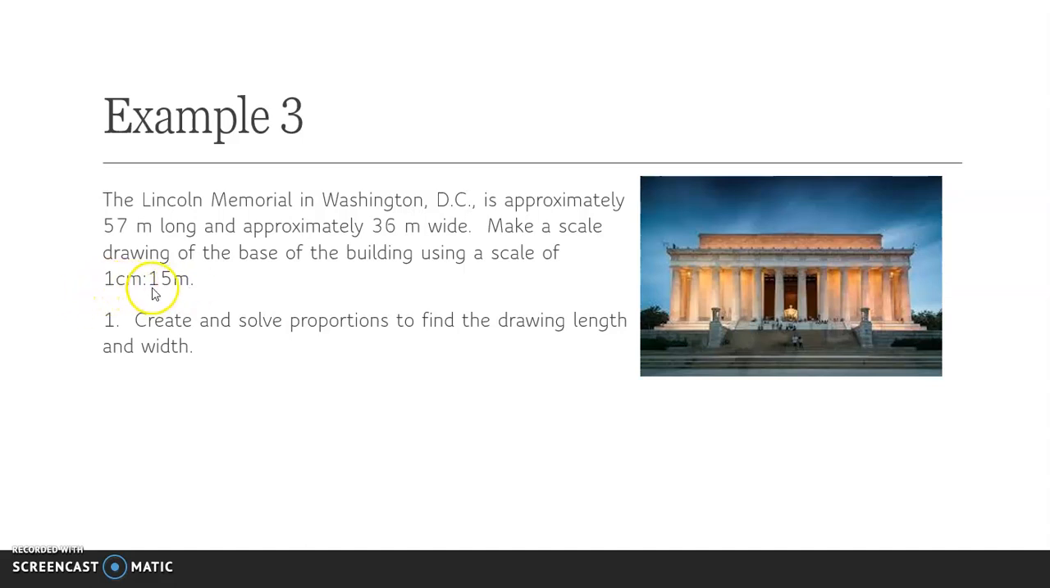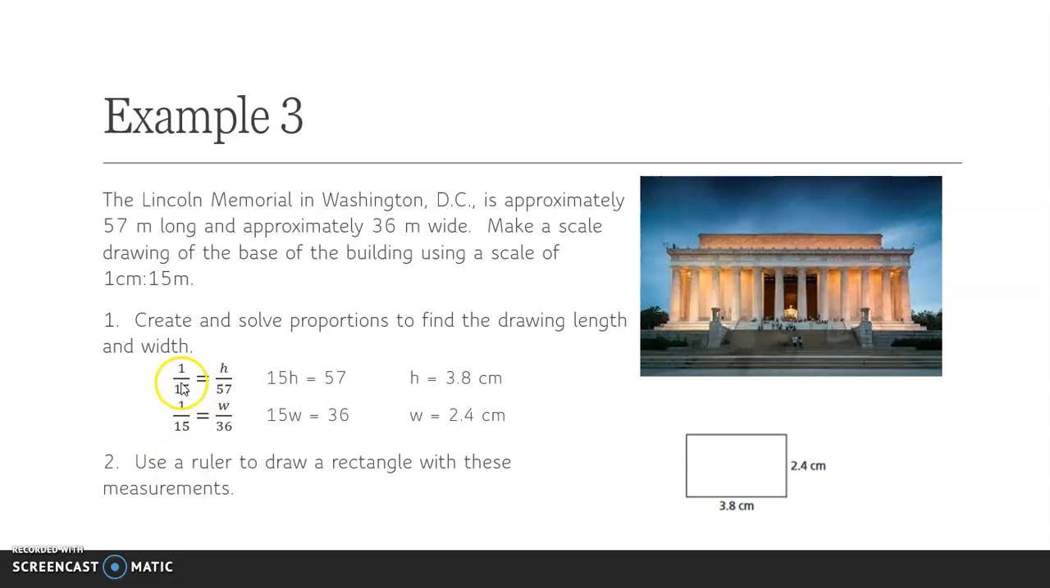So make a fraction out of your scale, okay, and then take the length and put that in the other fraction. Put a variable for the length of your drawing and solve. Then you're going to do the same thing for the width. Okay, so you're making 2 proportions and you're solving them. So pause the video, try and do that, and then come back to check your answer.